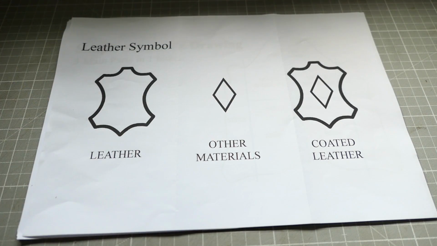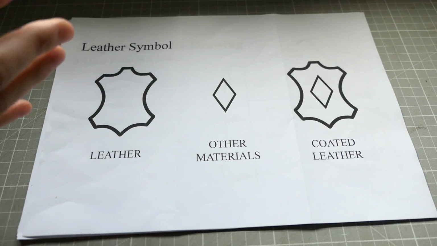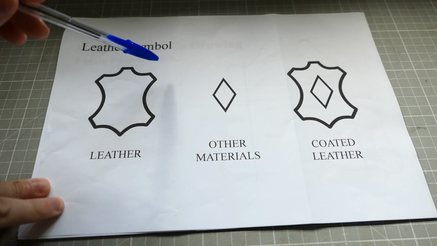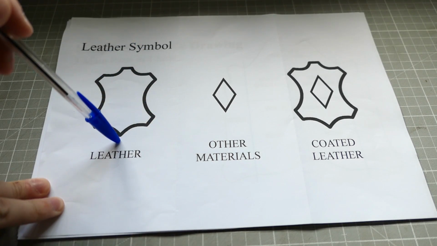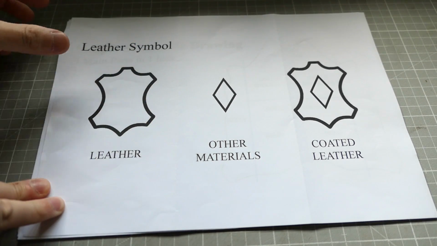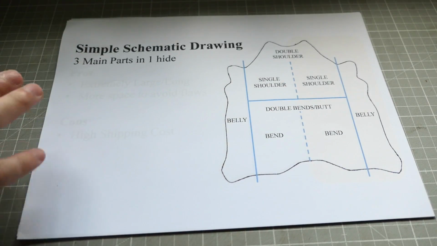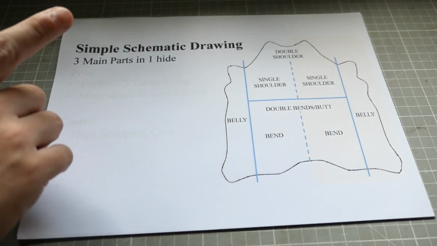And the reason I brought out this symbol is that how this symbol looks resembles what the leather actually looks like when you buy the whole hide. So this is the neck, leg, tail, leg, and leg. So this is 3 main parts in one hide.